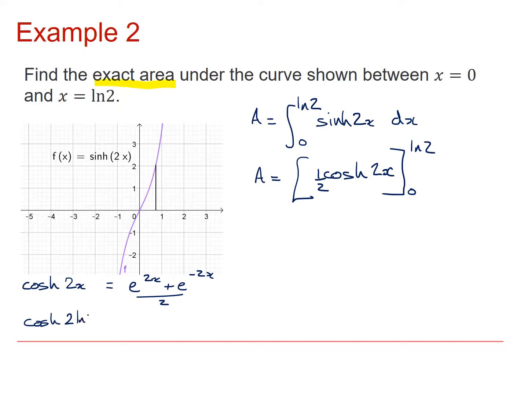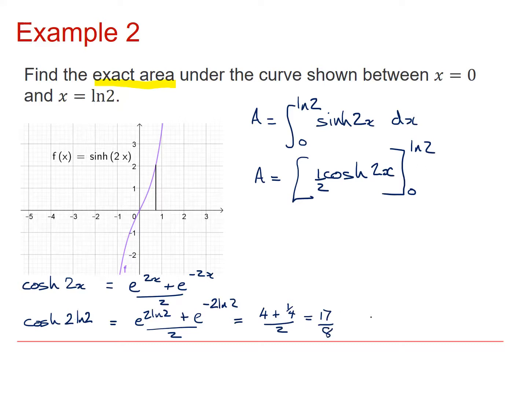If I stick in log 2 then, well, the cosh of twice log 2 then is going to be e to the twice log 2 plus e to the minus twice log 2 all over 2. Think of this as e to the log 2 all squared, and we're just going to get 2 squared, which is 4. So this thing is 4 plus this is 1 over 4 all over 2. And so this is going to give me 4 plus a quarter is 17 over 4. That's going to give me 17 over 8.